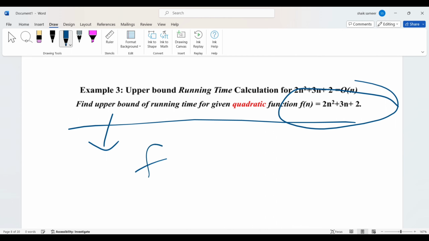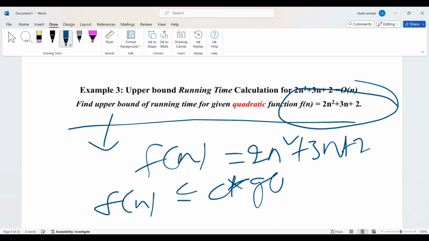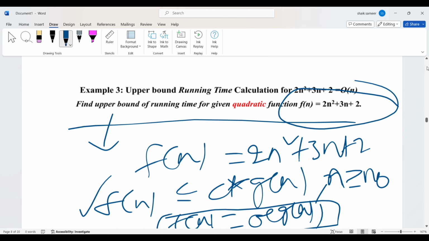So f of n equals 2n square plus 3n. You have to recall two equations in the Bigoh notation. Those are f of n less than or equal to c into g of n, for n greater than or equal to n naught, and f of n equals Bigoh of g of n. It means when this condition is true, then f of n equals Bigoh of g of n. So let us solve this problem by the definition of the Bigoh notation.